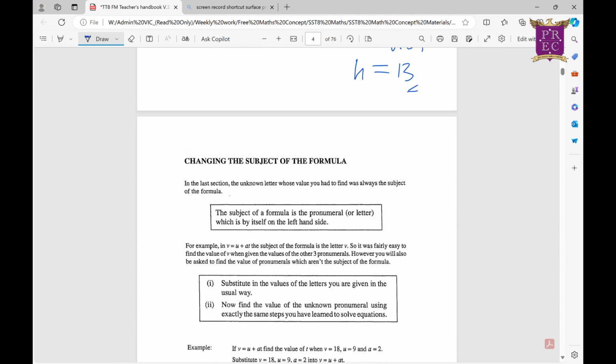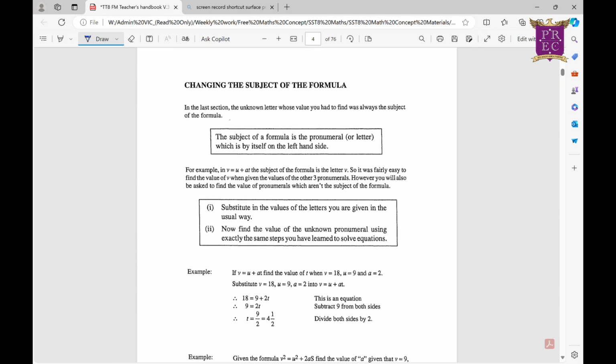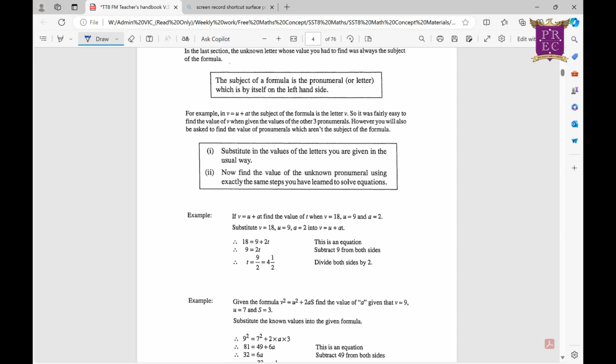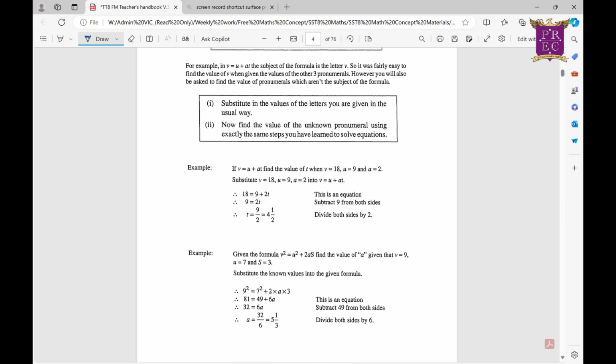Let's have a look at changing the subject of the formula. We're rearranging the equation to make another value, an unknown variable, the subject. Let's have a look at one of these examples. Over here, if v equals u plus at, and we're looking for the value of t, we need to rearrange the equation so that t is the subject. Right now v is the subject, but we need to rearrange the equation so that t is the subject.